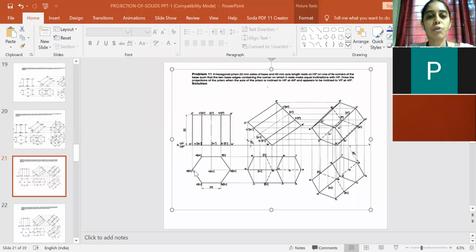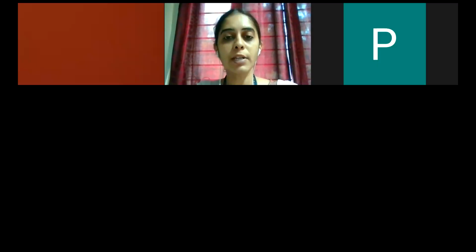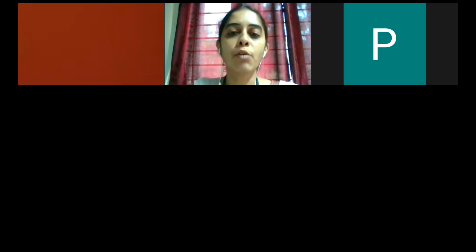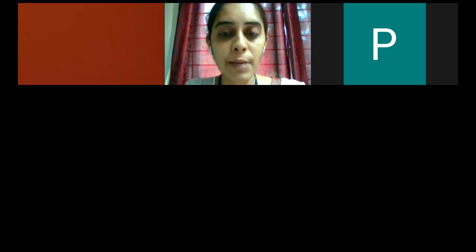So this is how the position of the given hexagonal prism looks. This problem I will take care of in the next class. Currently, as you solve the problems, you should be aware of how the position of the given prism looks.